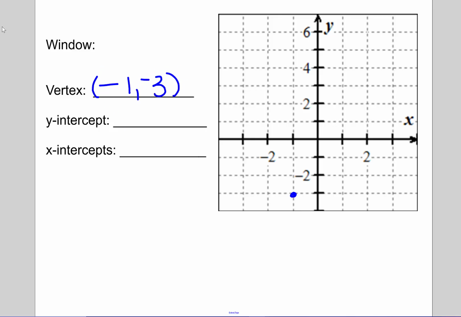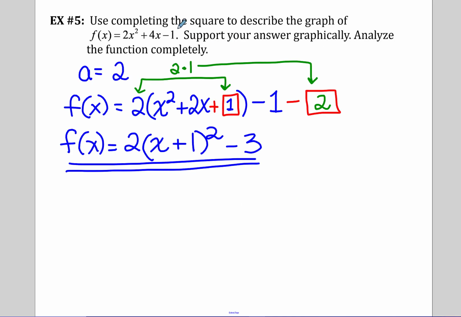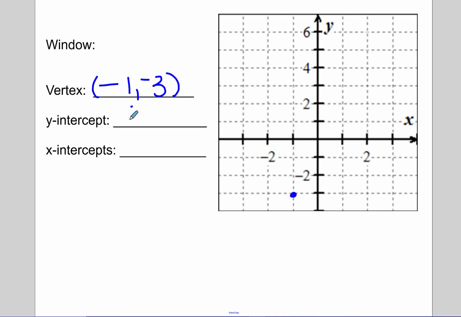We also know in standard form, -1 was the y-intercept when you plug in 0. So we know that point, and we know that point. And we also know that the axis of symmetry goes through the vertex. So if we reflect this point across the axis of symmetry, we pretty much know the shape of the graph, right?